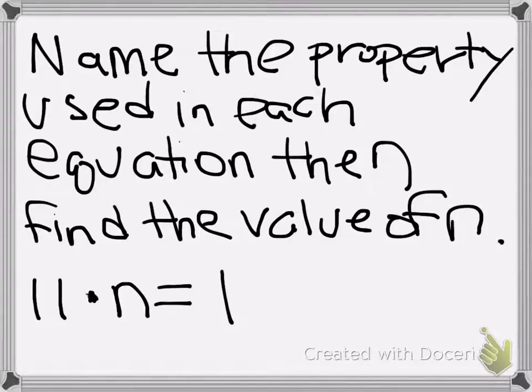But here's one example where you have 11 times n equals 1. So you need to figure out what you would need to put in for n. Anything times its reciprocal is always equal to 1. And the property that says that is the multiplicative inverse property.